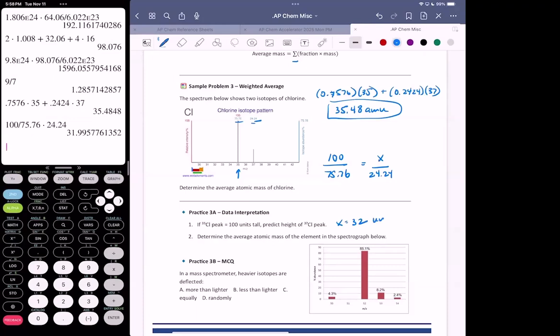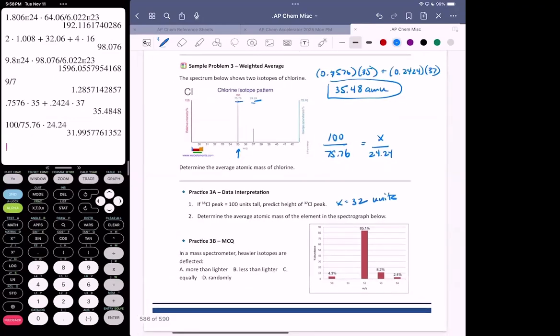Number 2, determine the average mass of the element in this spectrograph. Okay, so I want you to figure out the average atomic mass of this spectrograph. I'll give you about a minute or 2.